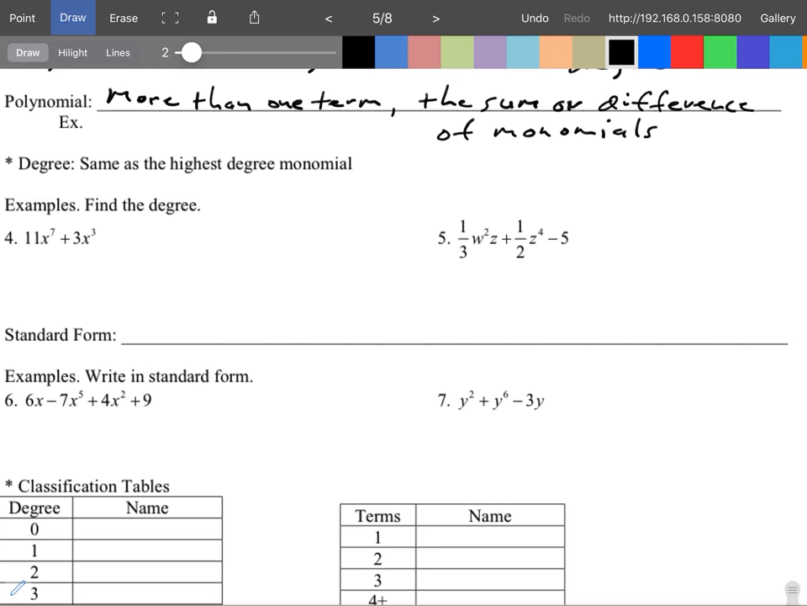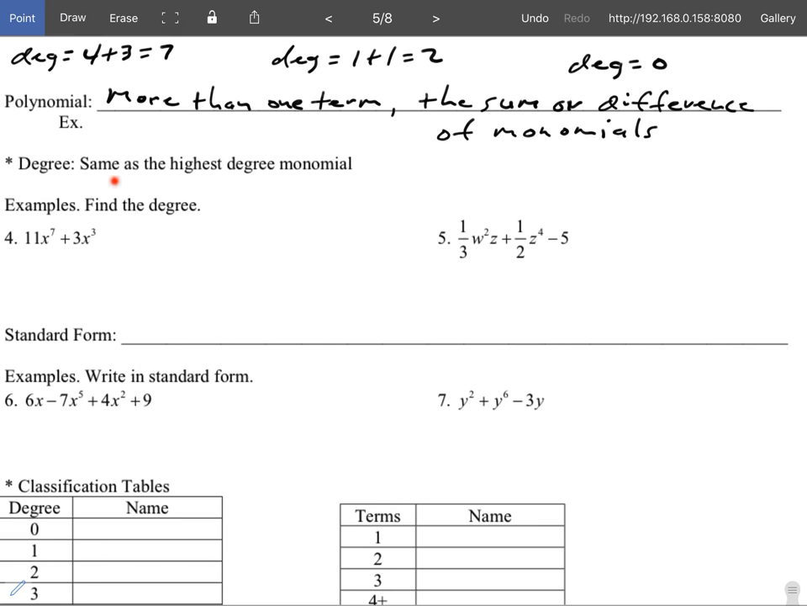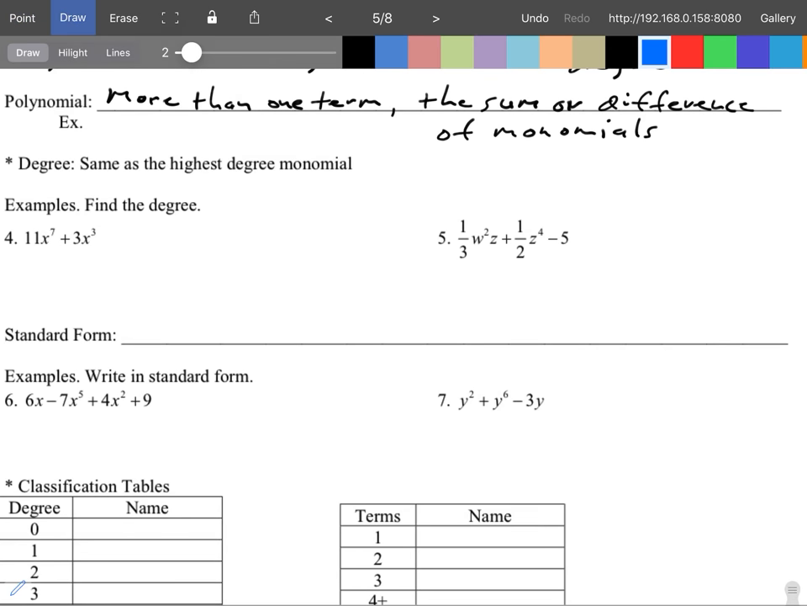So then the degree of a polynomial, so we want to know what the degree of a polynomial is. It's the highest degree monomial. So you're looking for the highest power term. That will be the degree of the polynomial. So if you look at number 4, well, the highest power term is right here. So that means that the degree is 7. So this one is degree 7.